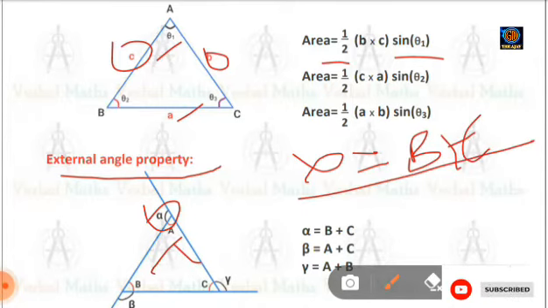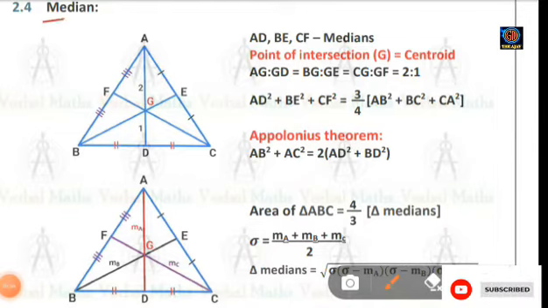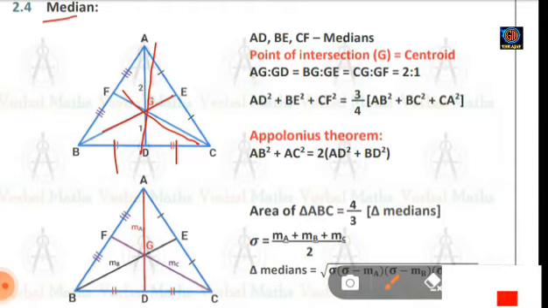Always it is followed. Next important thing is the median. What is a median? A median is the line drawn from the vertex which divides the opposite side into two equal parts. This is called a median. Now the intersection point of the medians is called G, the centroid, which divides the median in the ratio 2:1.